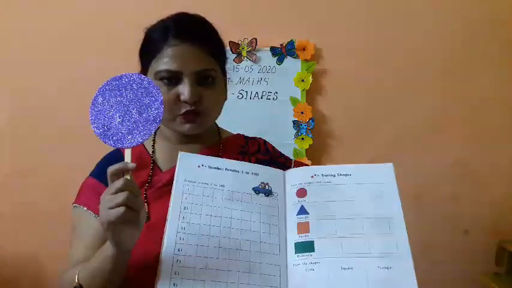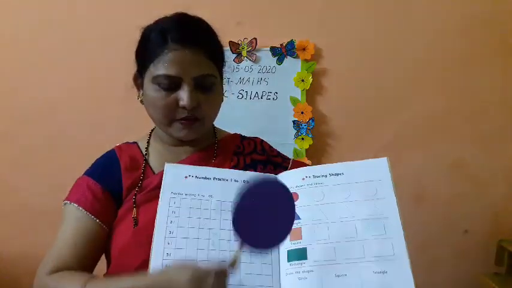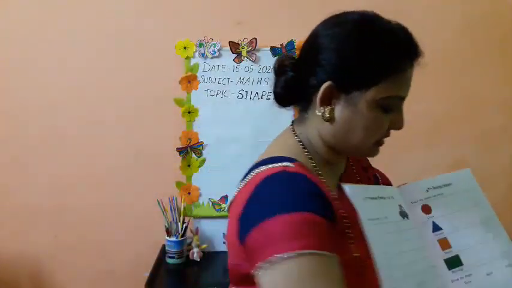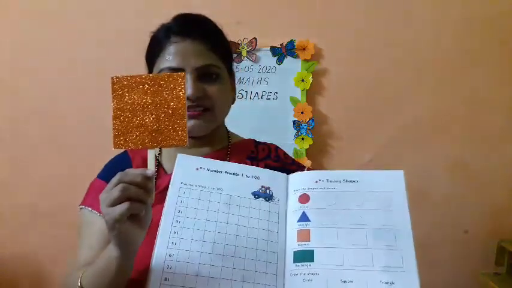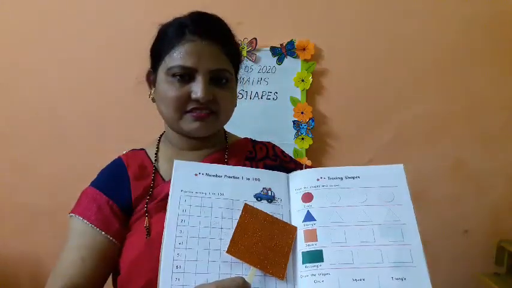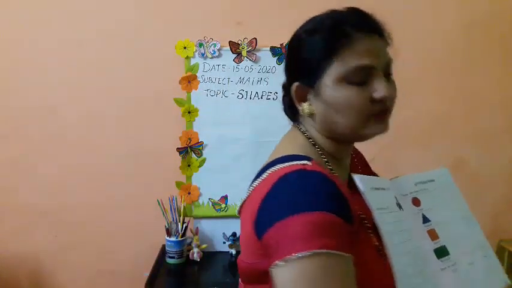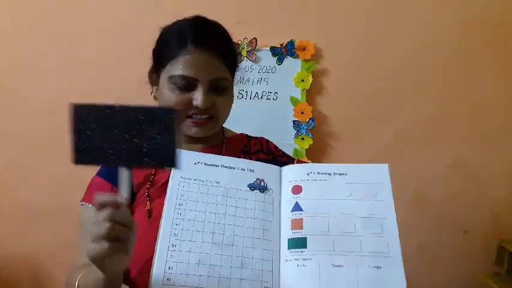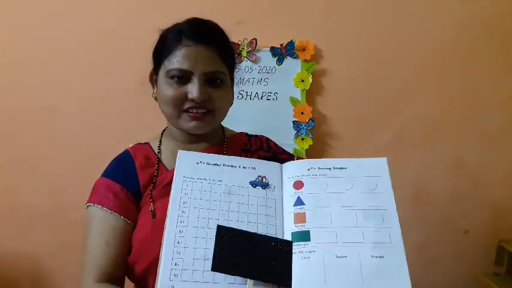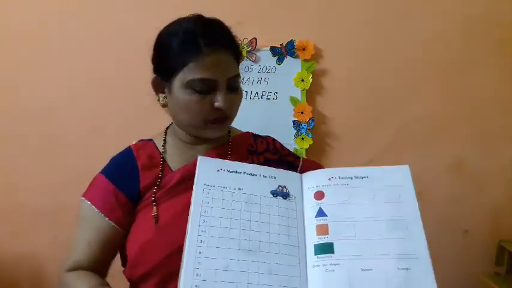So once more you have to repeat again. Circle. See, I have shown you the circle. Now triangle, you can see the triangle. Now this is square, okay. Now rectangle. What is this? Rectangle. So it's matching with this rectangle? Yes. Okay. Now we have finished learning shapes.